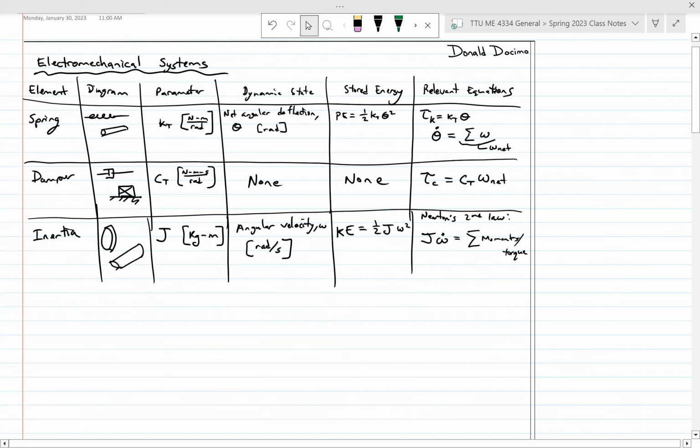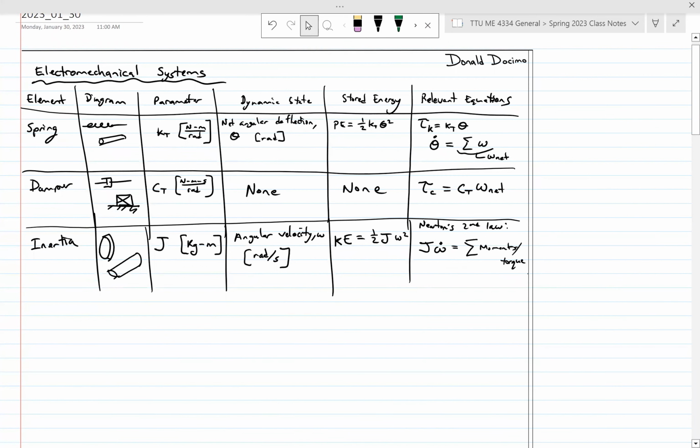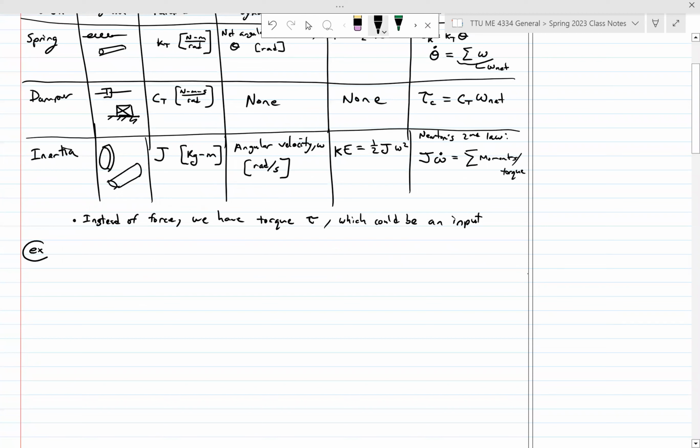All right, so these are 3 passive elements here. Instead of force, we have torque, tau, which could be an input for this system, right? And the modeling procedure that I would recommend for these would be the exact same thing that we've done before for mechanical systems. So let's go through one example. And we'll probably save the second example for the end of class, or I'll upload it online if we don't have time for it.